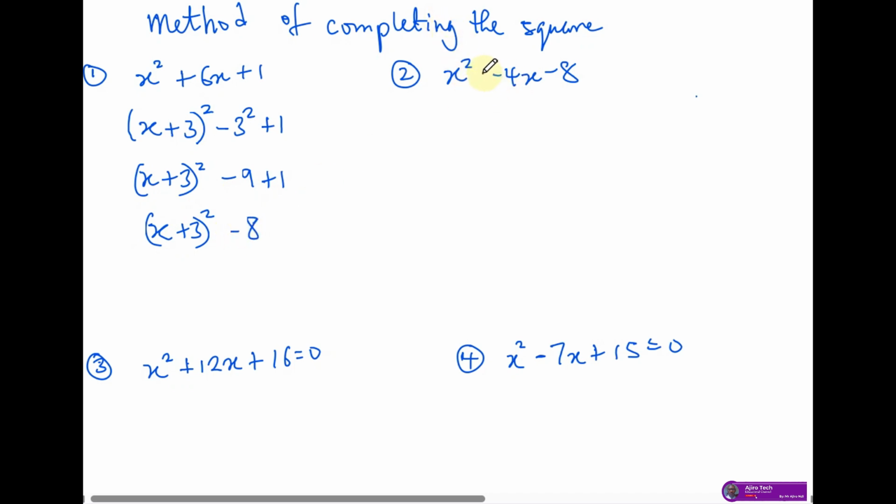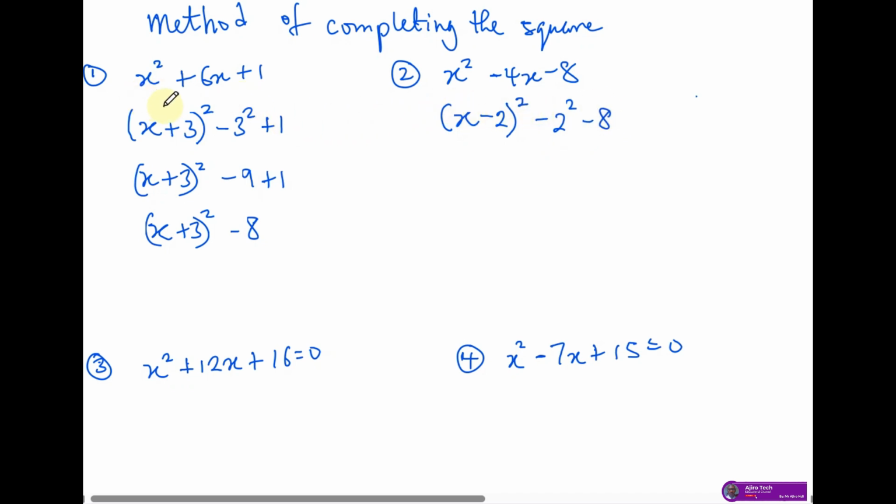Second question: open brackets, x, negative sign for the middle one, so negative sign in the brackets. Half of 4 is 2, close bracket. So half of 4 is 2 in the bracket, minus here, minus in the bracket. Then outside the bracket, squared. Then minus these 2 squared, minus 8.